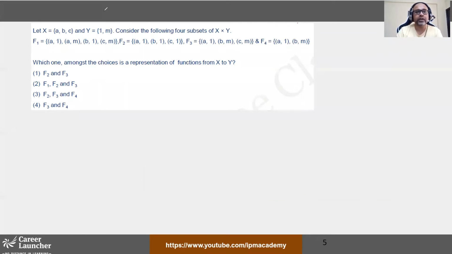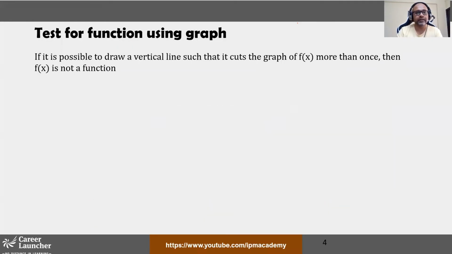Now, there's another way in which you can test for a function if a graph is available. How do you test using a graph? There is a way to test for a function using a graph, and it is called the vertical line test. What does it say? It says if you have the graph of an expression, then try to draw vertical straight lines. If a line cuts the graph more than once, then it is not a function.